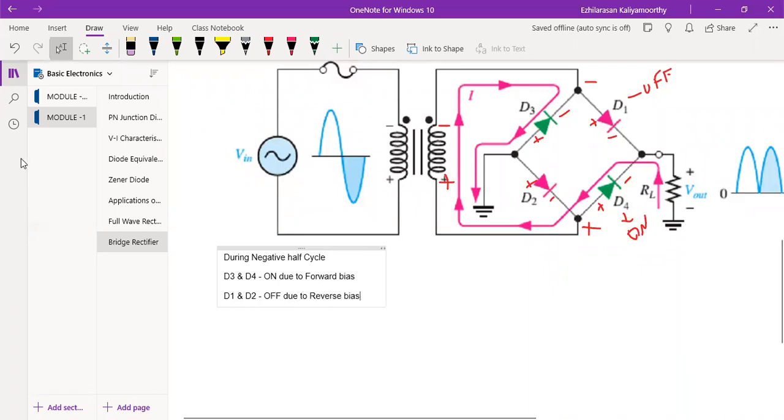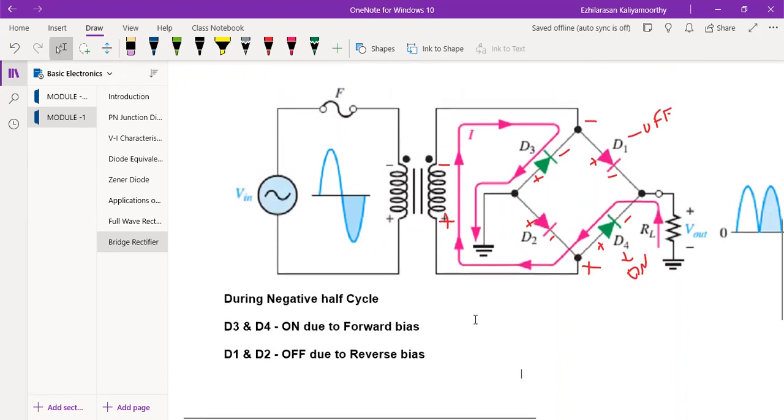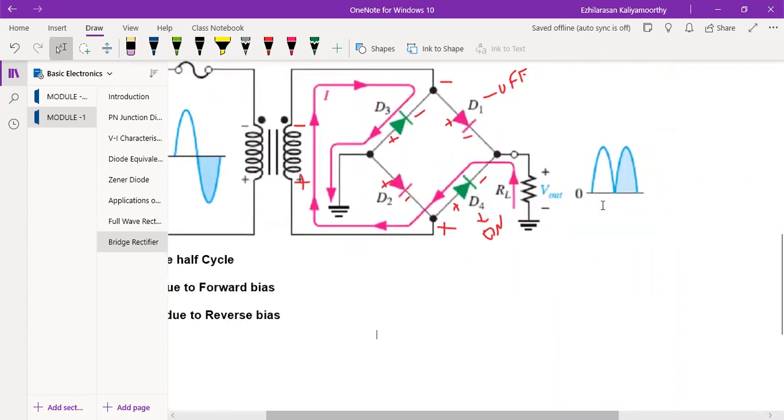This is how, during the negative cycle, we get the output. We get the output for forward bias and this is for reverse bias. If you want to write inside, I will write like this. Now I need to draw the common output waveform for the full wave rectifier. Just let me draw the complete output for your full wave rectifier.